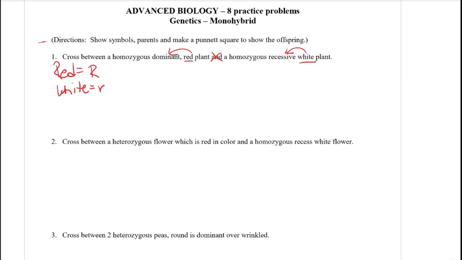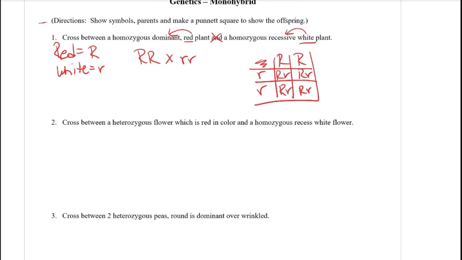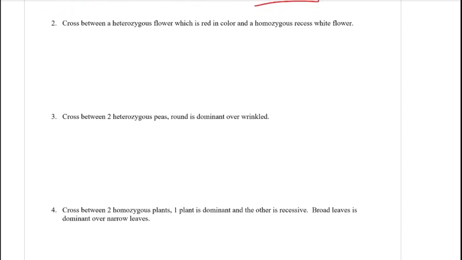Cross a homozygous dominant, so that will mean 2 capital R's, and homozygous recessive, 2 lowercase r's, and then my Punnett square. And then you fill in one parent on top, one parent on the side, and then match with dominant letter first. So that should be review from our last worksheet.